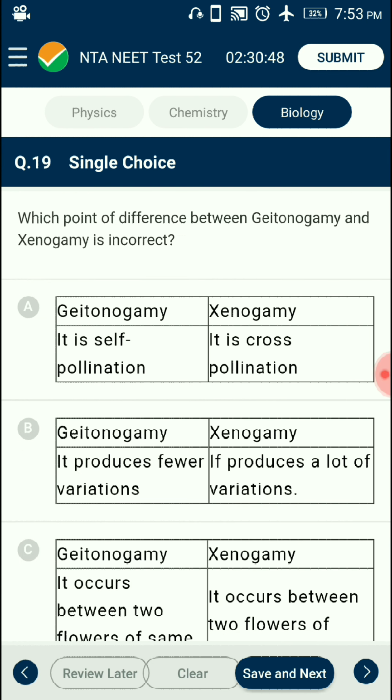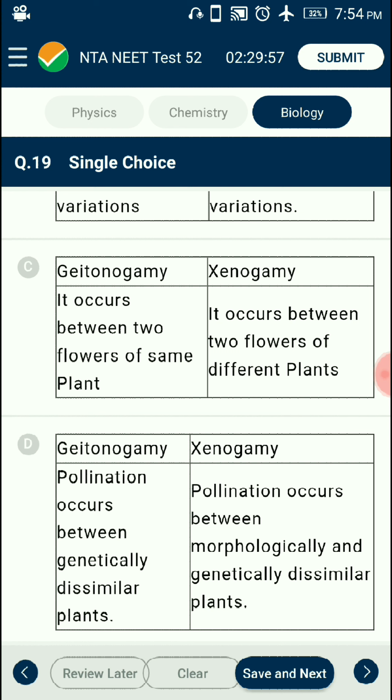Question number 19. Which point of difference between geitonogamy and xenogamy is incorrect? Geitonogamy and xenogamy are two types of pollination that occur between some species of plants. Geitonogamy is pollination between two different flowers of the same plant. Xenogamy is the pollination between two different flowers of different plants but the same species or same type. In both types, the genetic constitution of the plants or flowers participating is similar. Also, the plants and flowers are morphologically the same in both cases. So the answer is option D.